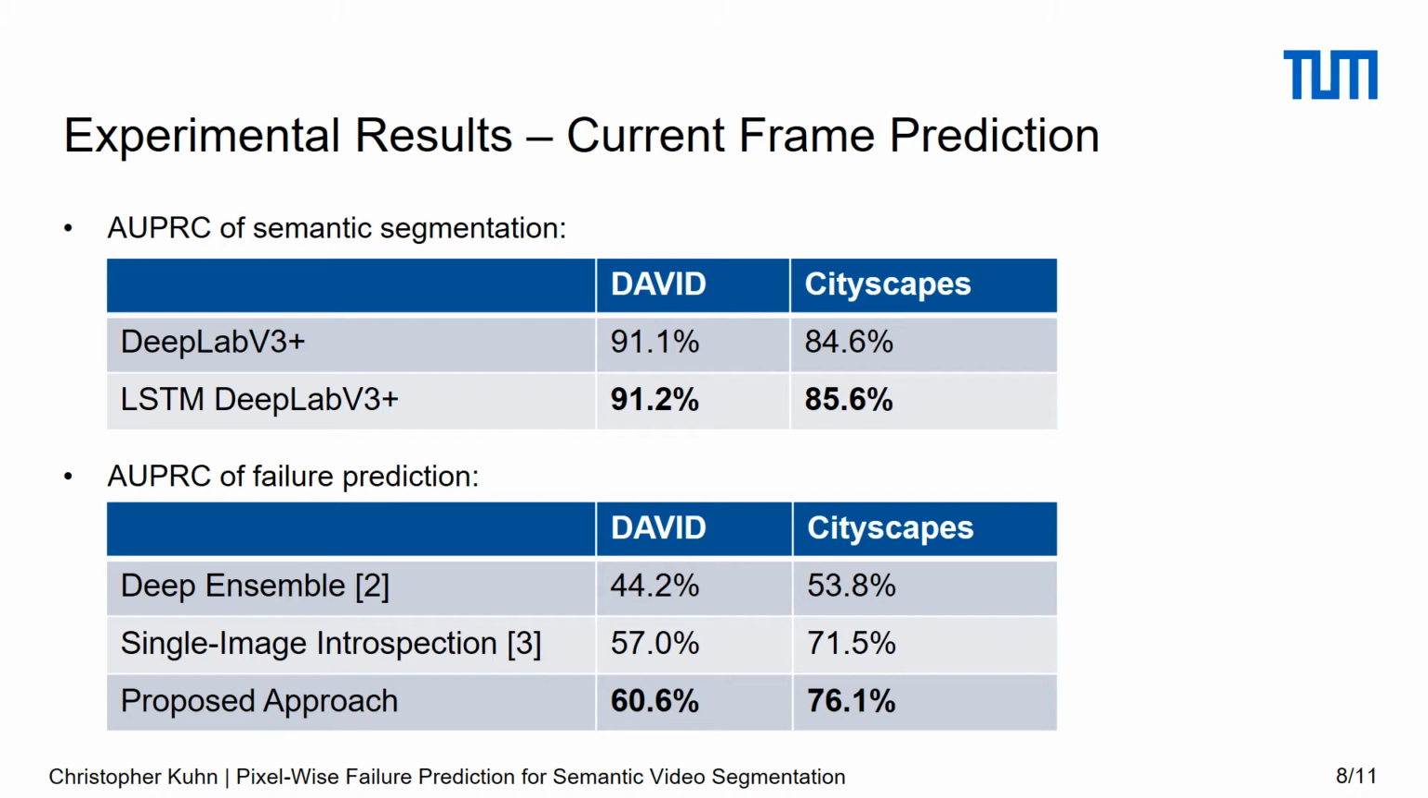Then we train the proposed approach to predict basically those 9 to 14% of errors made by the baseline model. We can see that the reference approach of Deep Ensemble, which isn't trained directly with any failure data, performs the worst for both datasets. The single image introspection outperforms Deep Ensemble, as it has been shown in previous work. And finally, the proposed approach that additionally considers temporal information again significantly outperforms single image introspection by roughly 6%, again with a bigger improvement noticeable on the Cityscapes dataset, which shows that the worse the baseline model performs on the dataset, the better the failure prediction can perform, since there are more failures to learn from.